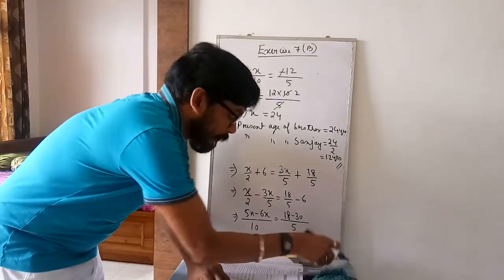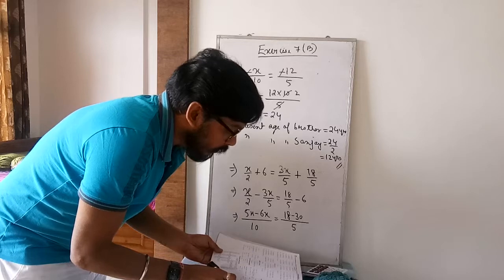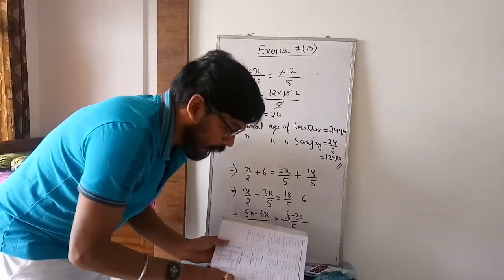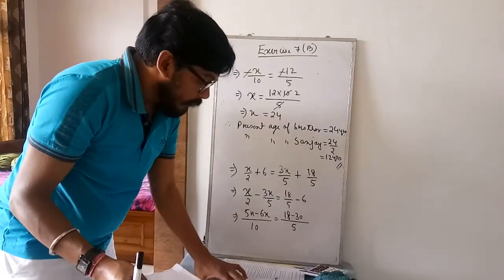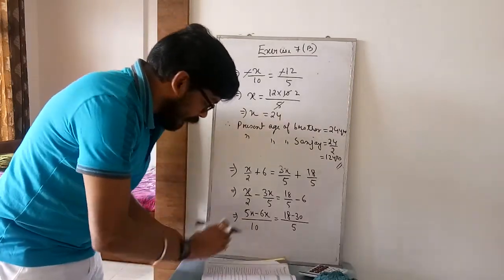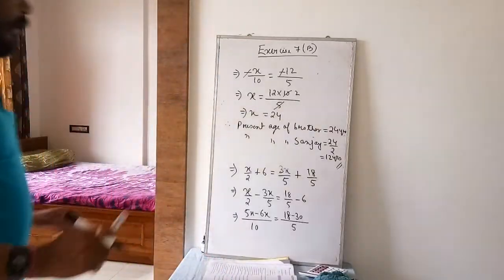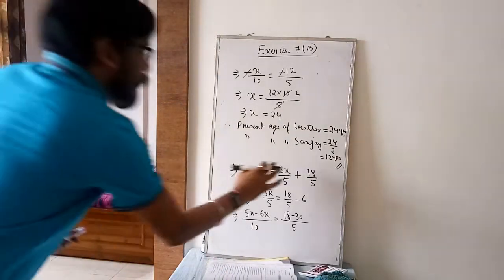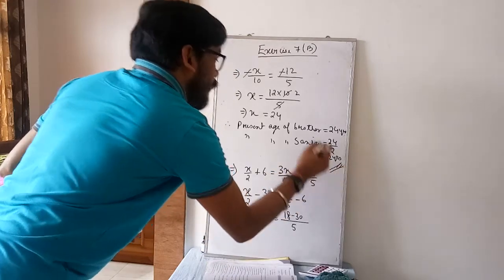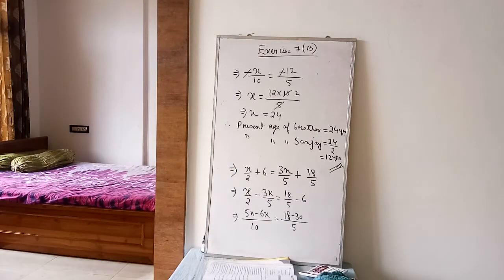Let me check the answer. 12 and 24. Clear? Next is what? So take the screenshot. We will go for question number 13 then. Take the screenshot. Okay, this is the end of the sum. Take the screenshot.